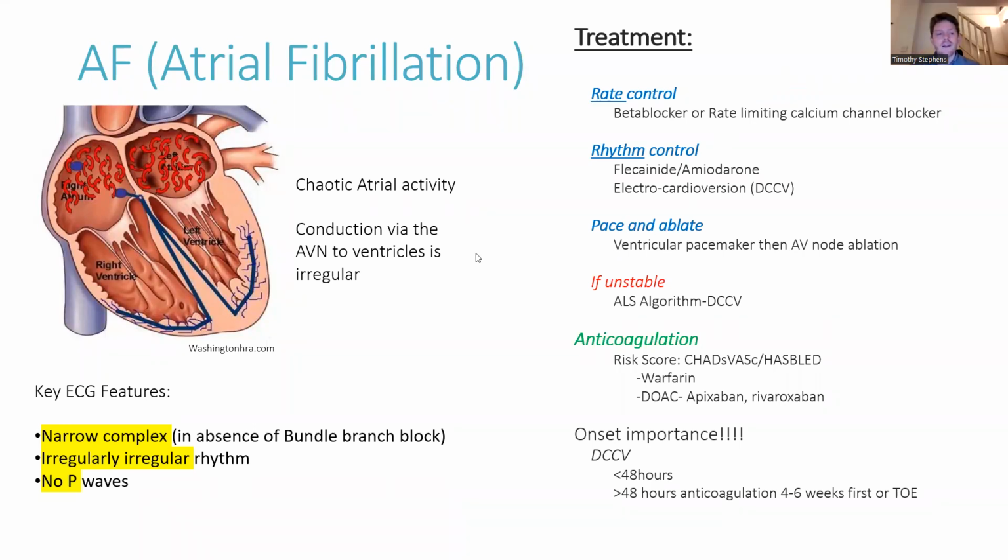If you really have a patient that just can't deal with this, you can pace and ablate them. So you just literally burn off this atrioventricular node here and become completely pacemaker dependent, so that the patient will still stay in AF. AF is still going on, but basically it's not being conducted down anymore. If they're really unstable, you're going to shock them.